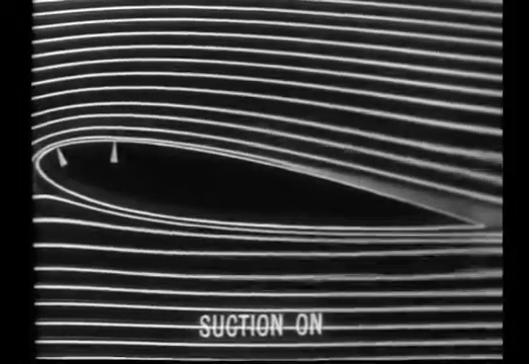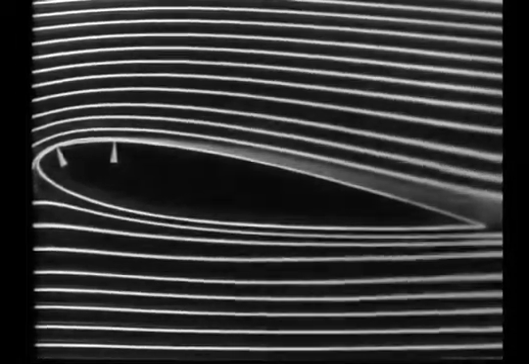Suction reduces the thickness of the boundary layer by removing the low momentum layers next to the surface. A more stable layer results, and transition to turbulence is delayed.